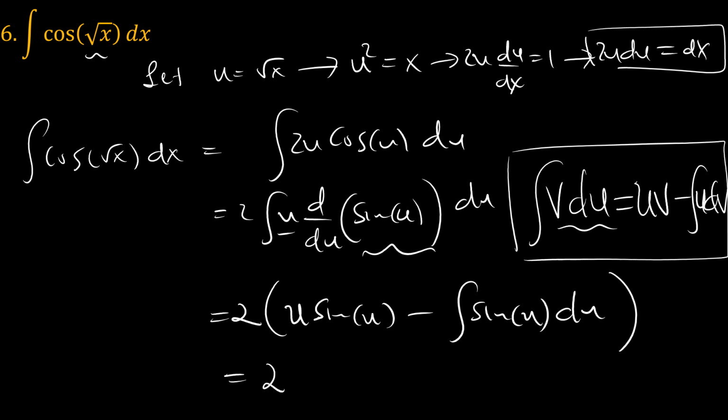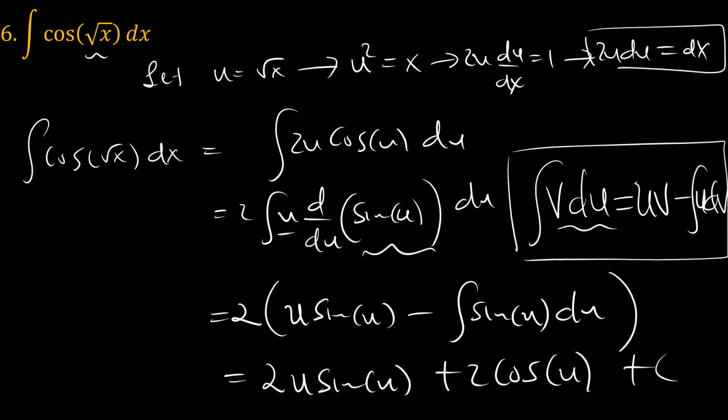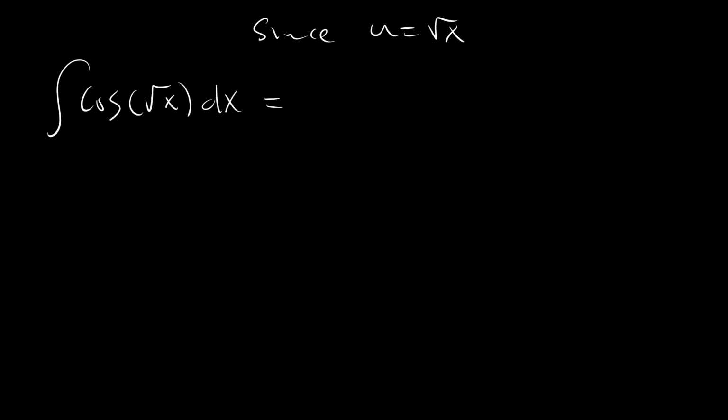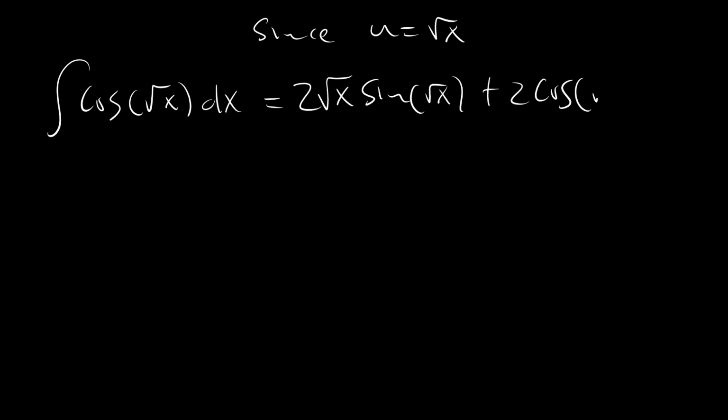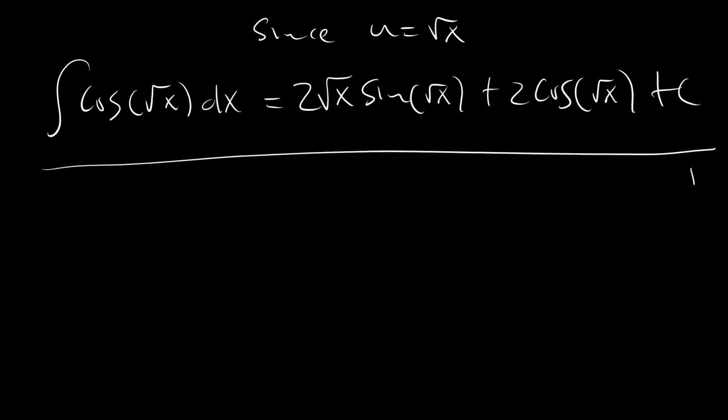So which is 2u sine of u plus 2 cosine of u plus the integration constant. Since u was set to be that, it means that integral is the same as 2 square root of x sine of square root of x plus 2 cosine of square root of x plus c. And that's it.